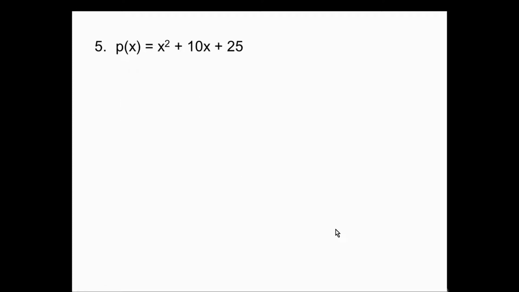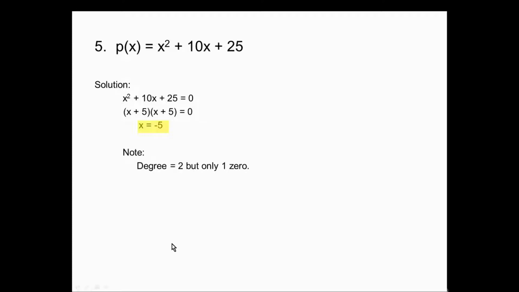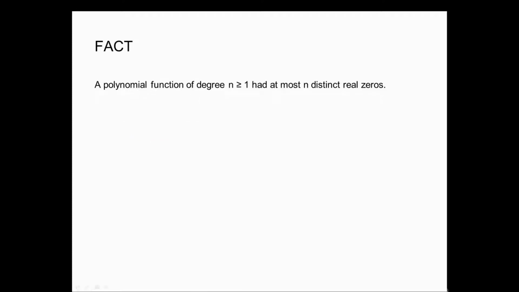Number 5. I have p of x equals x squared plus 10x plus 25. Okay, we're back to a degree 2. So we set the function equal to 0. X squared plus 10x plus 25 equals 0. Okay, multiply to 25 and add to be 10. It's 5 and 5. So I have x plus 5 times x plus 5 equals 0. All I get is x equals negative 5. It does have multiplicity 2, but I only have 1 zero. But the degree was 2. So the degree is 2, but only 1 zero. But notice if I count the multiplicity, it'll match up. This is what really happens.